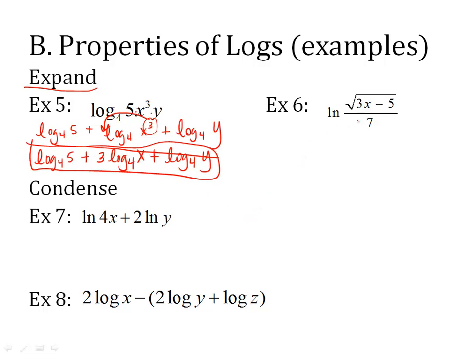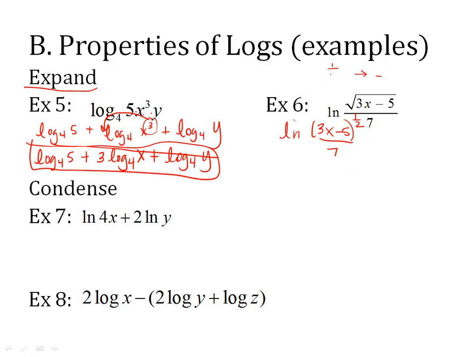All right, look at example 6. This is a division problem, so this is quotient rule. Remember, quotient rule said division turns into a subtraction problem? So let's simplify some things first. Okay, natural log. Anything in a root you want to rewrite as a power. Remember, a square root is a 1/2 power, so I have that over 7.